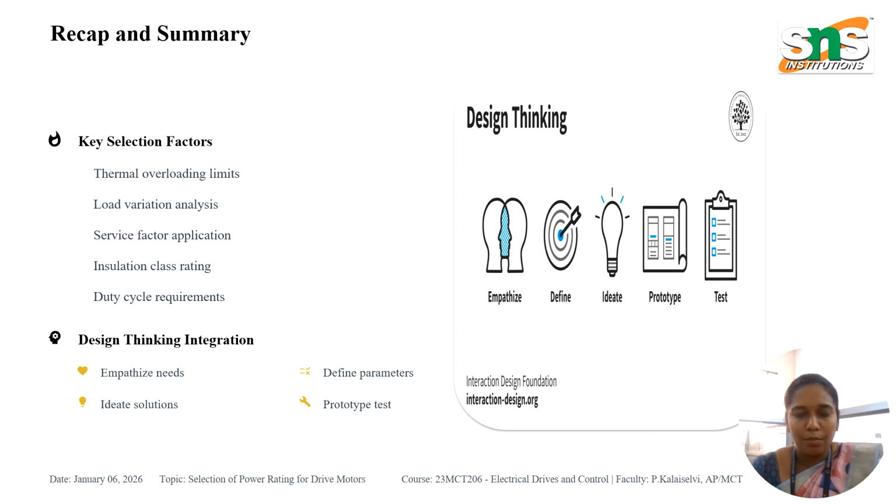Here we come to the recap and summary session. Let us summarize. Motor rating depends mainly on temperature rise. Thermal overloading must be carefully evaluated. Load variations require RMS analysis, and the service factor provides the safety margin. Proper selection ensures efficiency and long motor life. The final key takeaway of this presentation is: always select motor power rating based on the thermal limits, not just mechanical load.